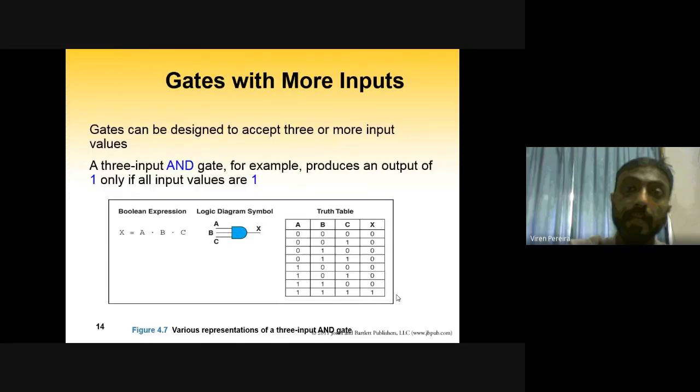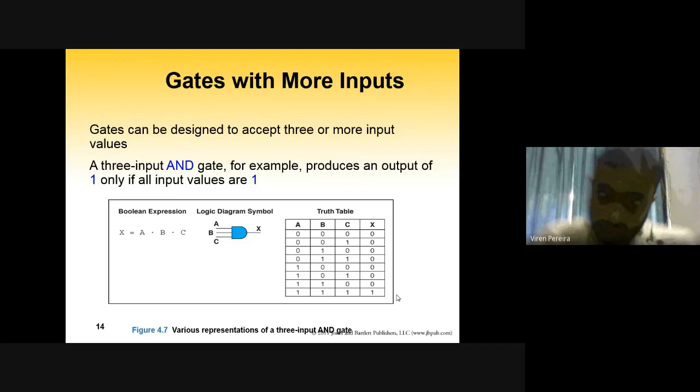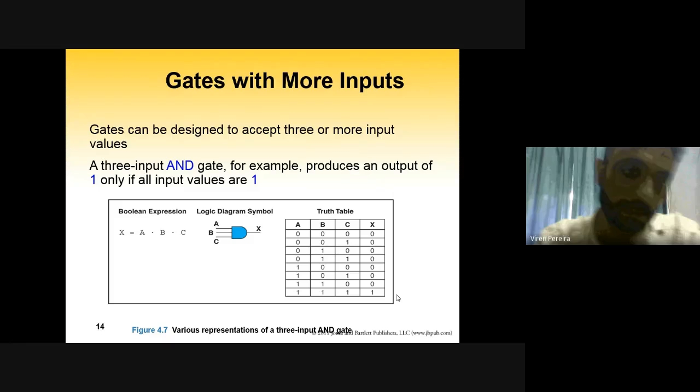Okay, gates with more inputs. Now, as I told you, what we have seen here is only A and B, but there can be A, B, and C. Till now, the ICs which are developed in the electronic world are only A, B, and C, 3 input ICs. But you can combine the AND gates together to give you 4 inputs, 5 inputs, 6 inputs, whatever. So it doesn't matter. But the predefined ICs are with 2 inputs and 3 inputs, the dual inline package ICs.